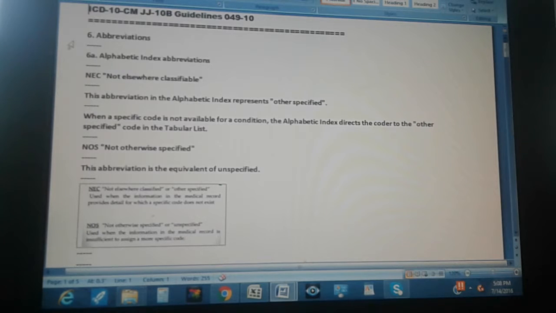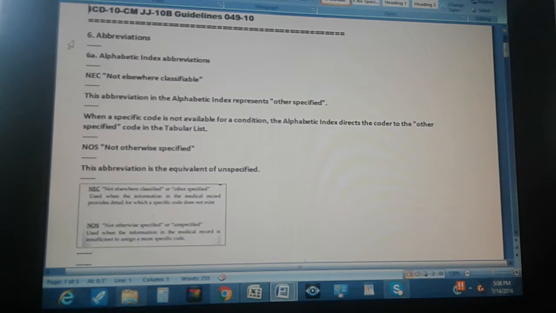NOS, not otherwise specified. This abbreviation is the equivalent of unspecified, which means that it was not specified by the doctor. And the explanation that we gave you at the beginning is in the little frame there. NEC means that the doctor has given you all the information, but you can't code.